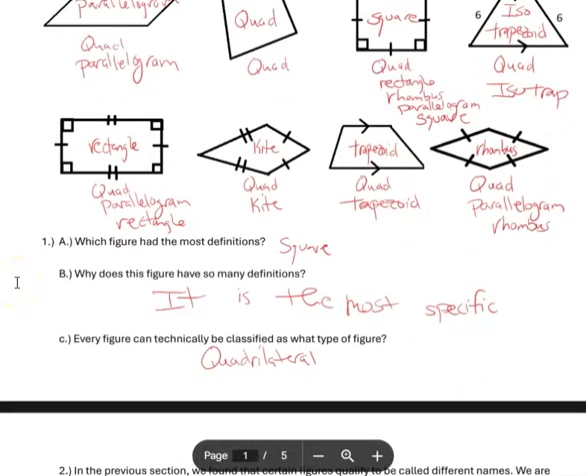Now on the next part, it says, which figure has the most definitions? And that'd be a square. Why does this figure have so many definitions? It is the most specific of all of the quadrilaterals that we're going to be focusing on. And every figure can technically be classified as what? Well, they all have four sides and they're polygons, so they're all going to be quadrilaterals.